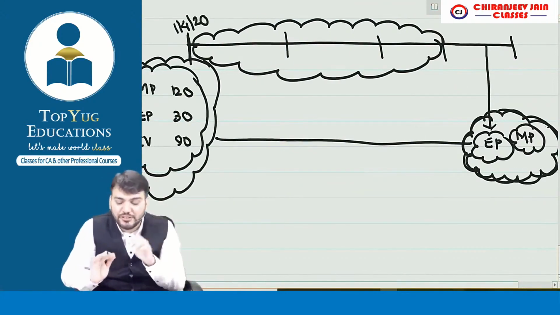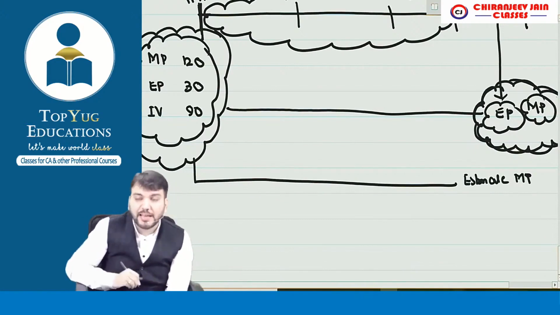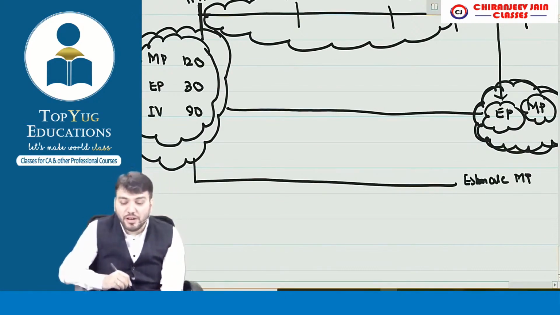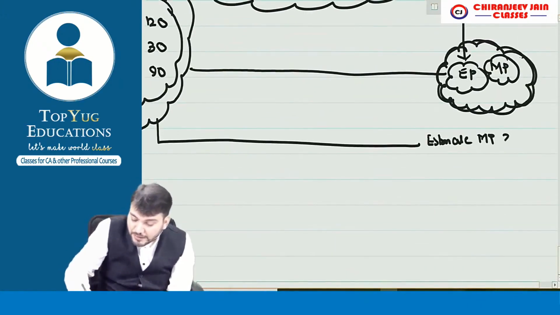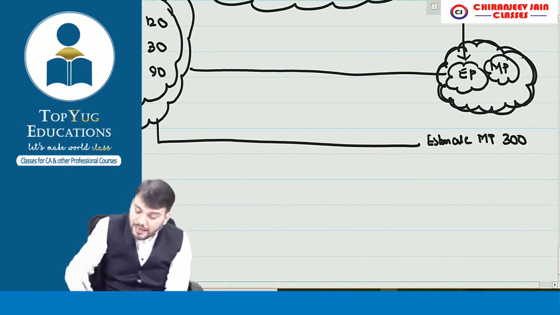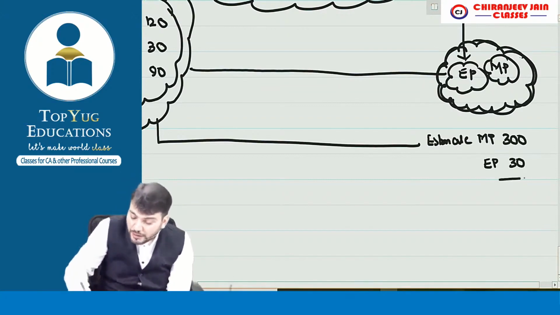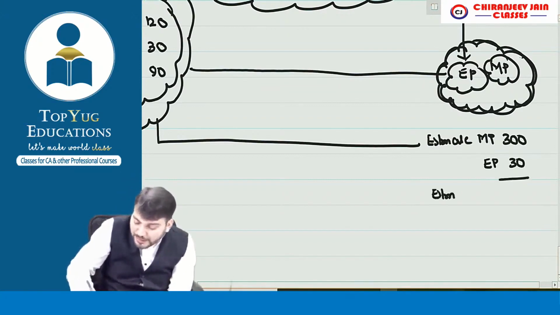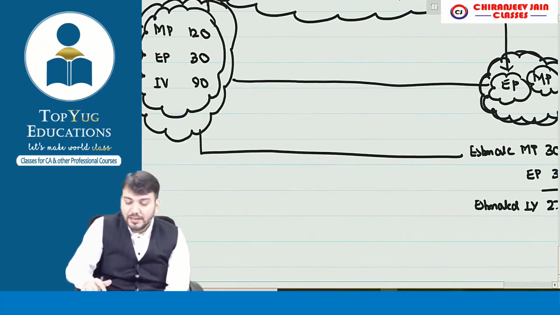Therefore, what the guidance note says is that the entity needs to estimate what the market price will be on the exercise day. Suppose the estimate is that the market price is 300 and the exercise price is 30. So this becomes the estimated intrinsic value, that is 270. Are you getting what I am saying?